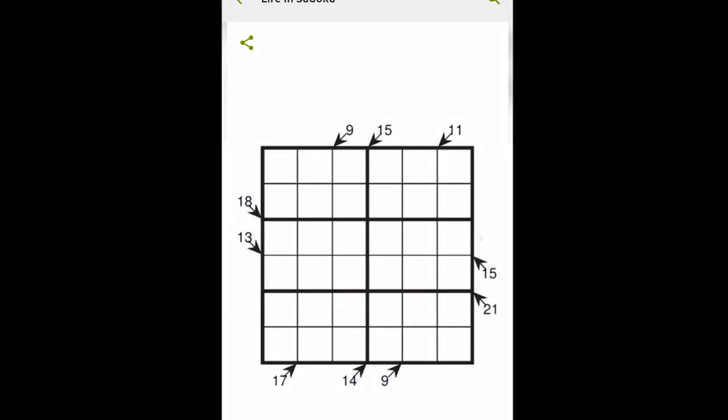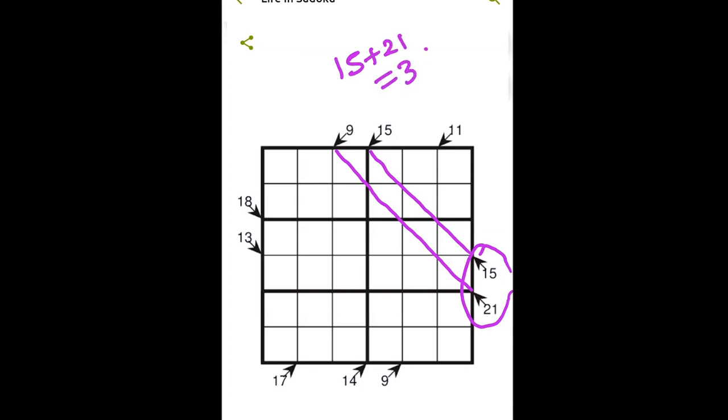But if we consider these two numbers together, let's see what happens. So these two numbers have these cells and these cells, and their sum should be 15 plus 21, which is equal to 36.